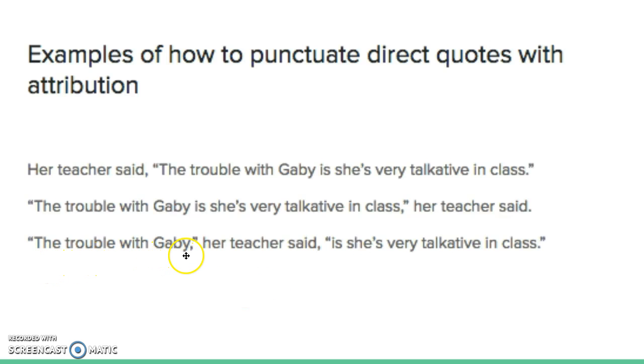Now say you're putting the attribution in the middle. "The trouble with Gabby," what's being said by the teacher is put in quotation marks, still a capital letter. Because it's not the end of the sentence, we put a comma and then end quotation marks. And then we say, her teacher said, comma, and then start the new quotations, "is she's very talkative in class." Now the "is" does not need to be capitalized here because it's the middle of the dialogue sentence. When we start the dialogue, the start of the sentence will be capitalized, but when you're breaking it up in the middle, you don't need to capitalize that second start, if that makes sense. Think of the dialogue piece as one sentence.